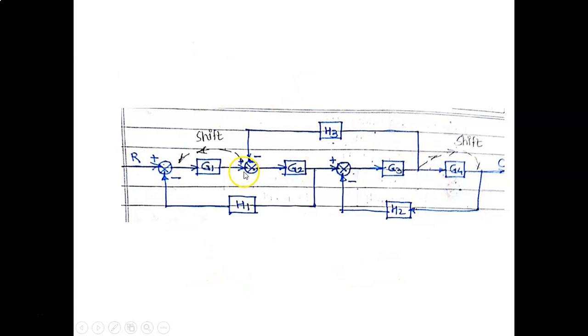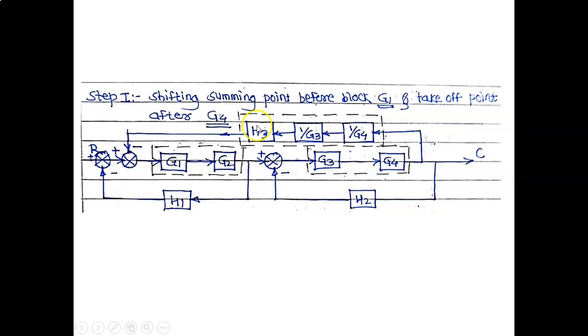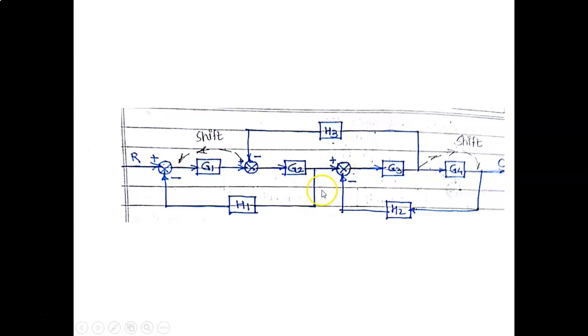Now we will shift this summing point after this block G1, so that another block of 1 upon G1 will be added, and this takeoff point will shift here after the block G4, so that another block will be added here. Therefore in line with H3, two blocks are getting added, 1 upon G3 and 1 upon G4. You just check.